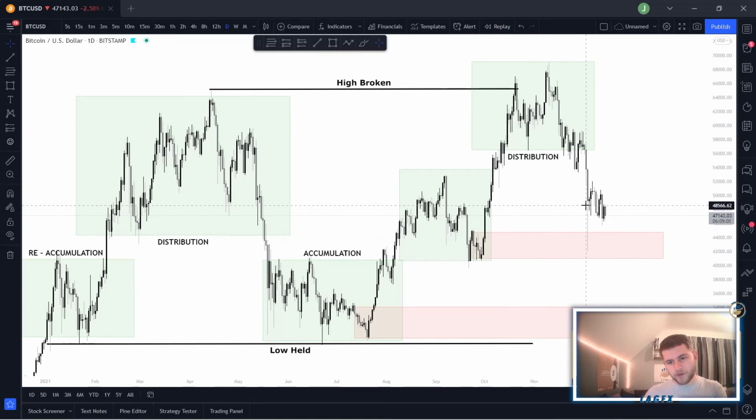You can see how perfectly this wick came down, tapped into it and reversed. We'll have to see if price now wants to continue holding this region. If not, and it does decide to break this, we'll then look at this region for an accumulation itself. So that is exactly how we look to trade these price cycles.